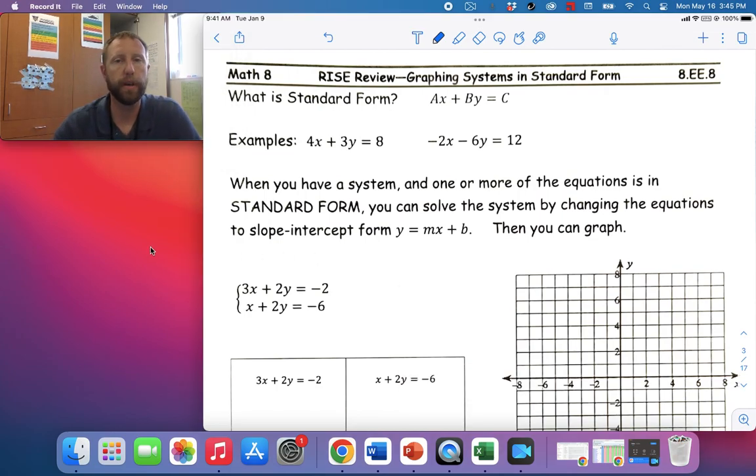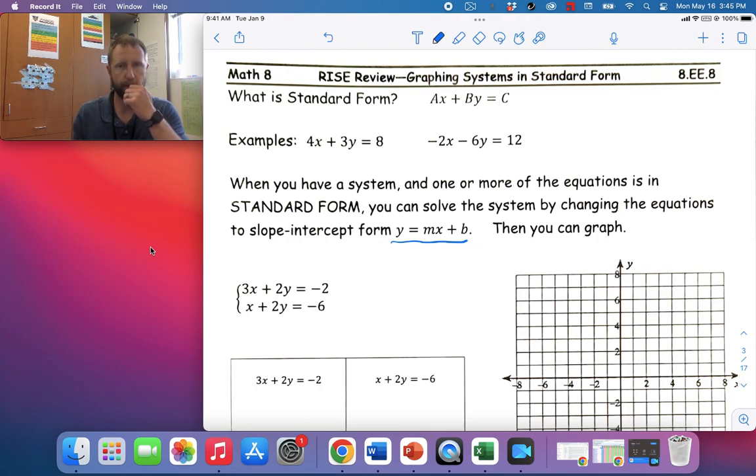On to this RISE review, graphing systems in standard form notes and practice. I'm going to go through how we solve these systems of equations when maybe one of the equations or both of the equations aren't written in slope-intercept form. Slope-intercept form, remember, is y equals mx plus b. But sometimes we're given equations that are in standard form.